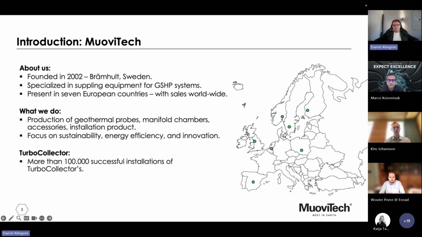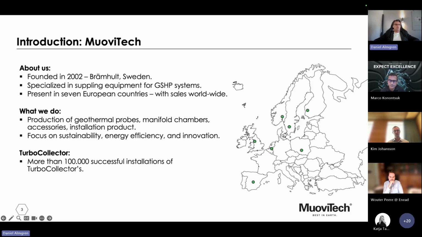We see ourselves as a complete supplier for geothermal energy systems, meaning we provide everything needed outside the building, which includes probes, manifold chamber, pipes, and different kinds of accessories. So more or less all the components that are needed to make the system work underground, we can say.